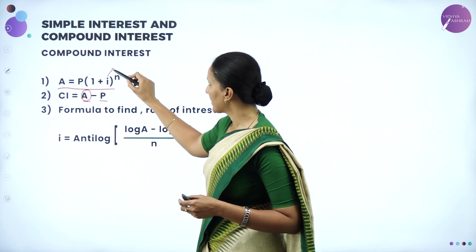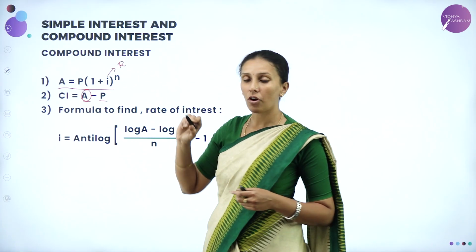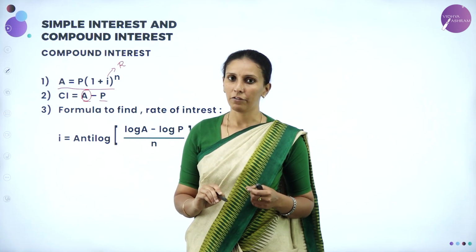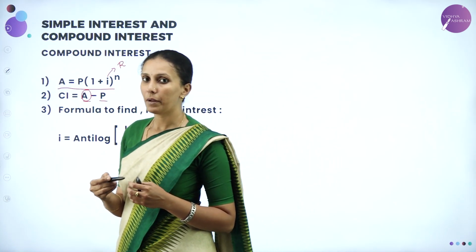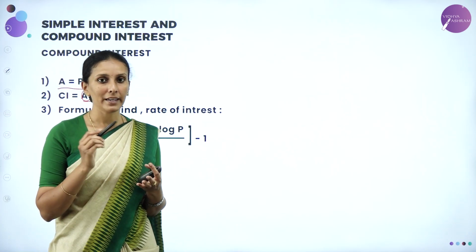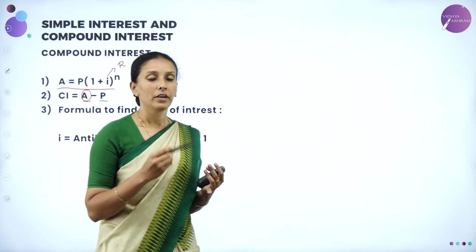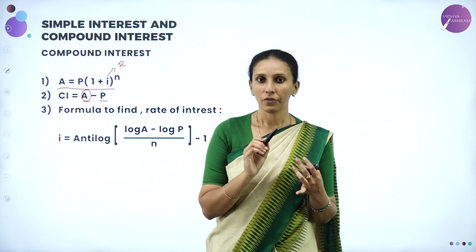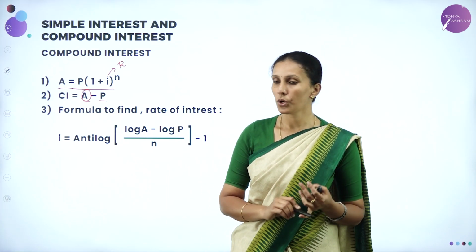So here I is nothing but R, which is called the rate of interest. But here I is always in decimal form. Usually when we write the simple interest formula, R of 12% means we take R is equal to 12. But in case of compound interest, if the interest value is 12%, we write only the decimal form. So we'll consider it in the form of 0.12.